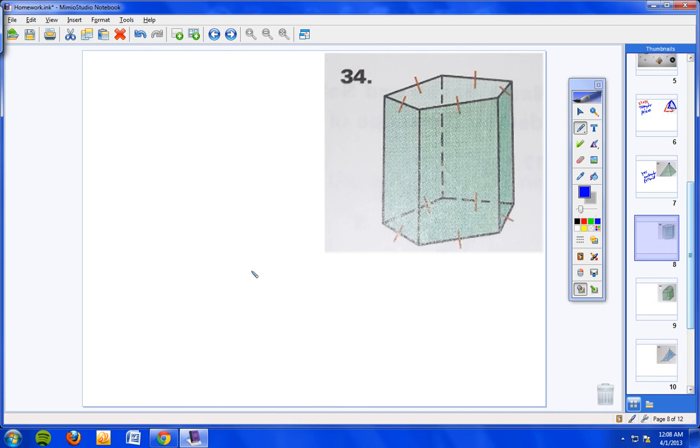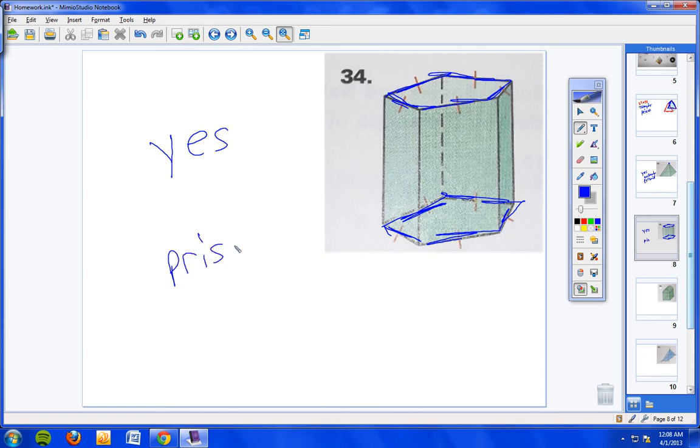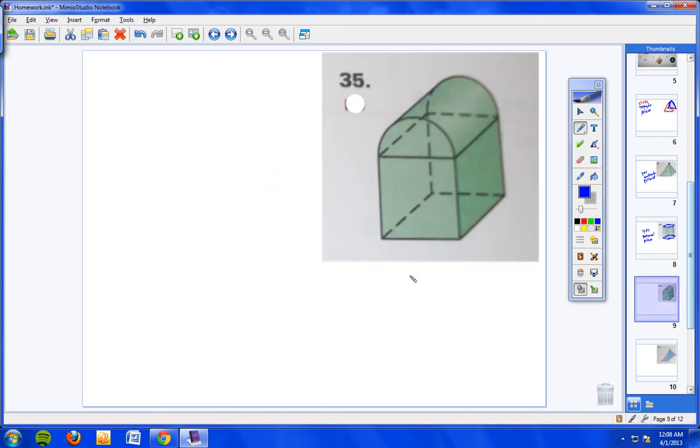Number 34. Now this is definitely a polyhedron because all of the faces are polygons. So yes, it's a polyhedron. And we would call this a prism. Do you notice how the top right here is congruent and parallel to the bottom? Do you see that? So we have a prism, and now we look at the base. How many sides does that base have? 1, 2, 3, 4, 5. So we call this a pentagonal prism because the base is a pentagon.